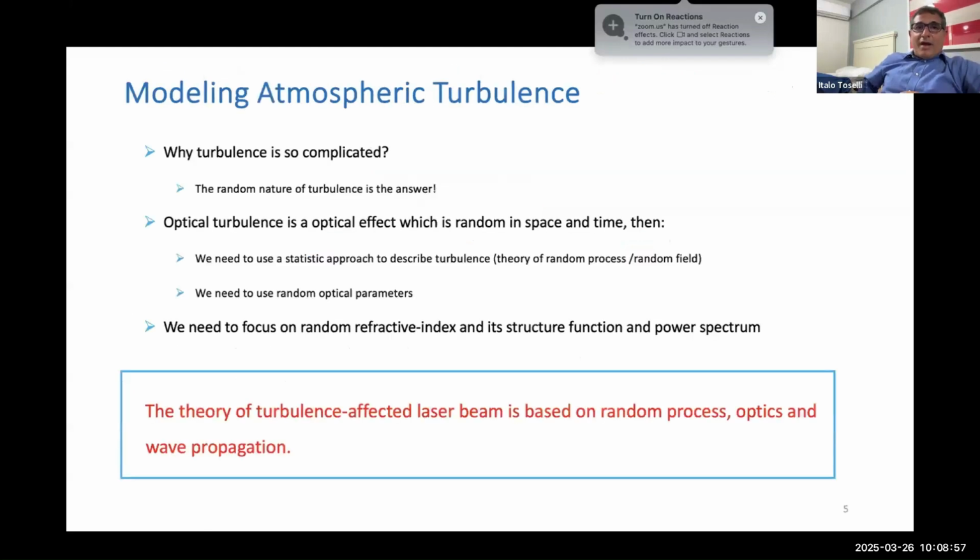So why, as I was telling you, is turbulence complicated? It's complicated because of its random nature. It is basically random in space and time. And then we need to use a statistical approach, the theory of random processes and random fields, in order to model it. All the parameters that describe turbulence are also random, so they are random variables, random processes.